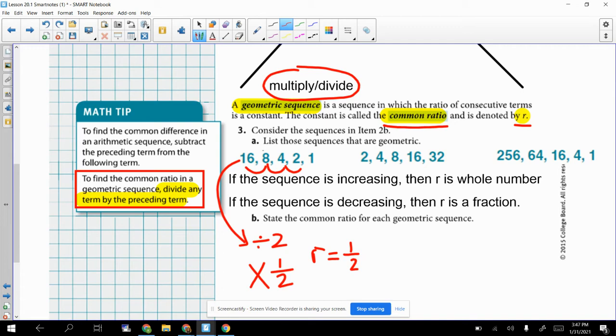Then here we can see, okay, to get from 2 to 4, we're multiplying by 2, multiplying by 2, multiplying by 2. So the R for this one is going to be 2.